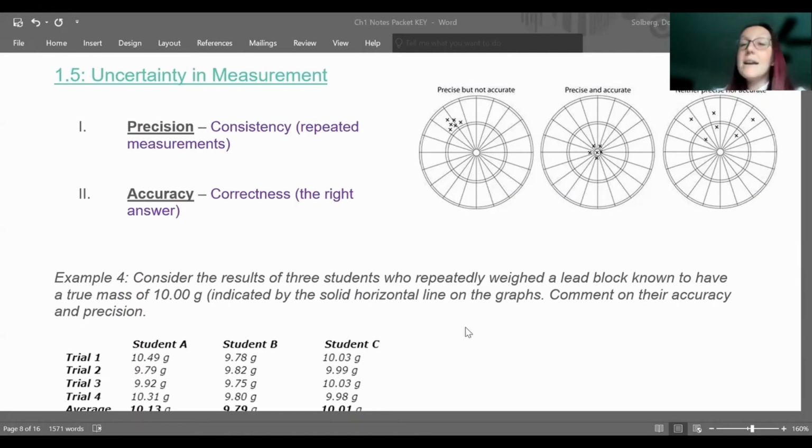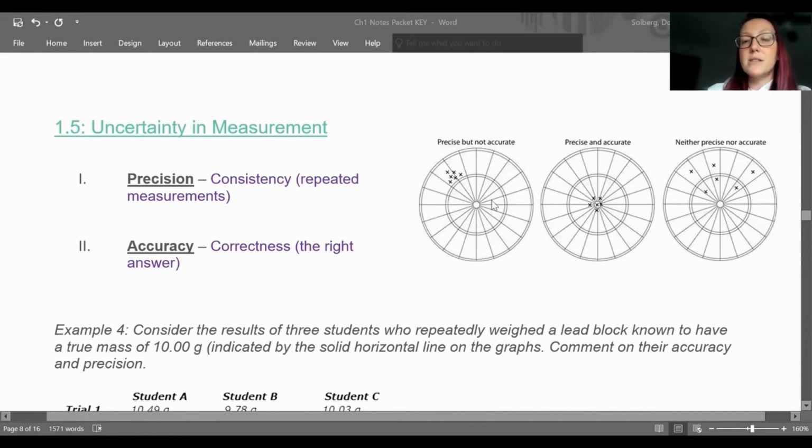Okay, accuracy is how correct you are. So if you actually get close to the value you are supposed to, hopefully we can be accurate. Sometimes we can't actually guarantee that we are going to be accurate, but we want to compare with what we are supposed to get. If you are very accurate, you're going to have a very low percent error. So you got the correct answer.